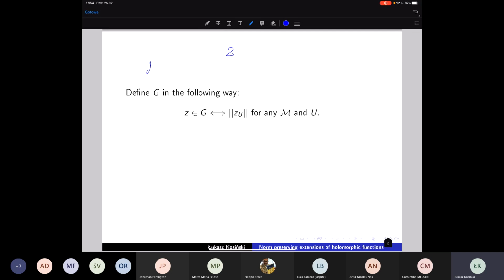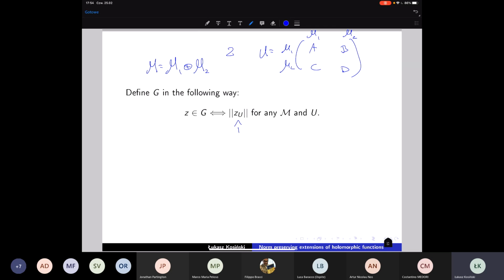So here U is decomposed along the Hilbert space M1 plus M2. U is the block matrix A, B, C, D. This is unitary. And here we have space M1, and here is space M2. So we can define, it should be less than 1 here, sorry, we can define G in the following way.